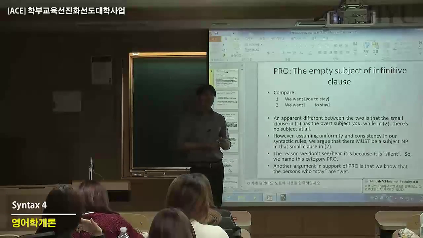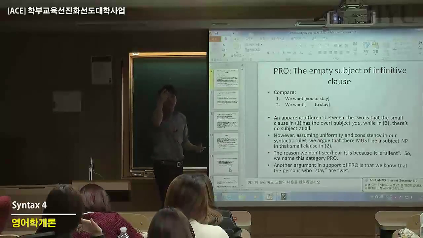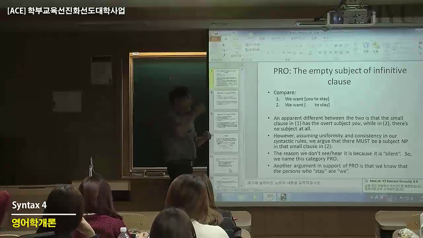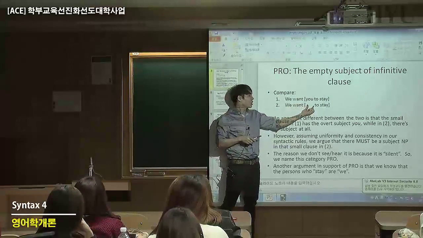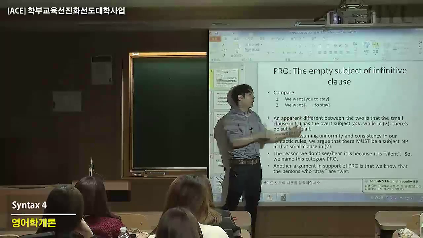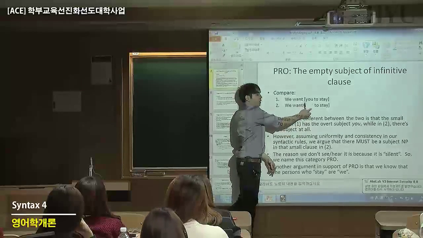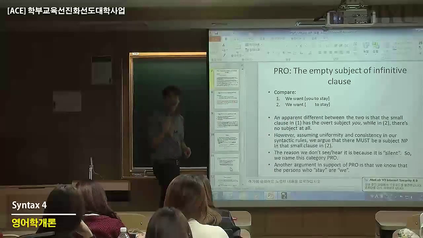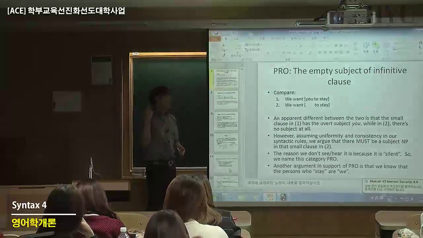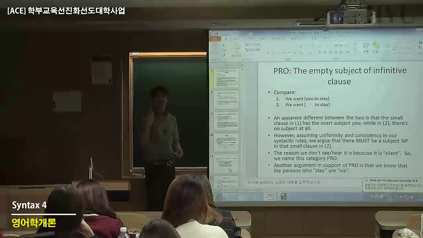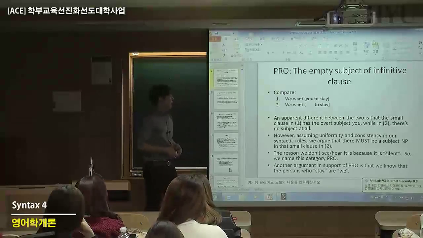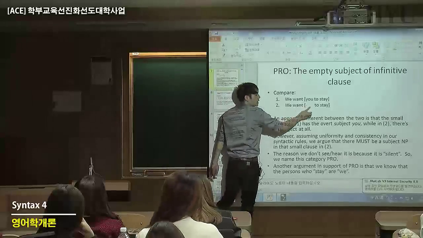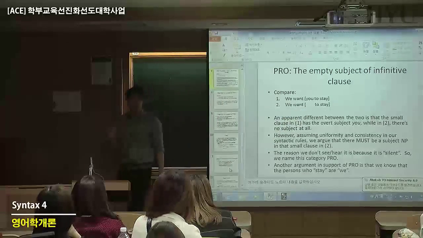Again, the reason is we have to be uniform in our theory, because there can be the word you here. So the structure must already be there, but it's unfilled. So we call that the silent element, or the empty element, which is a pro. So a pro is here, even though we don't see it.